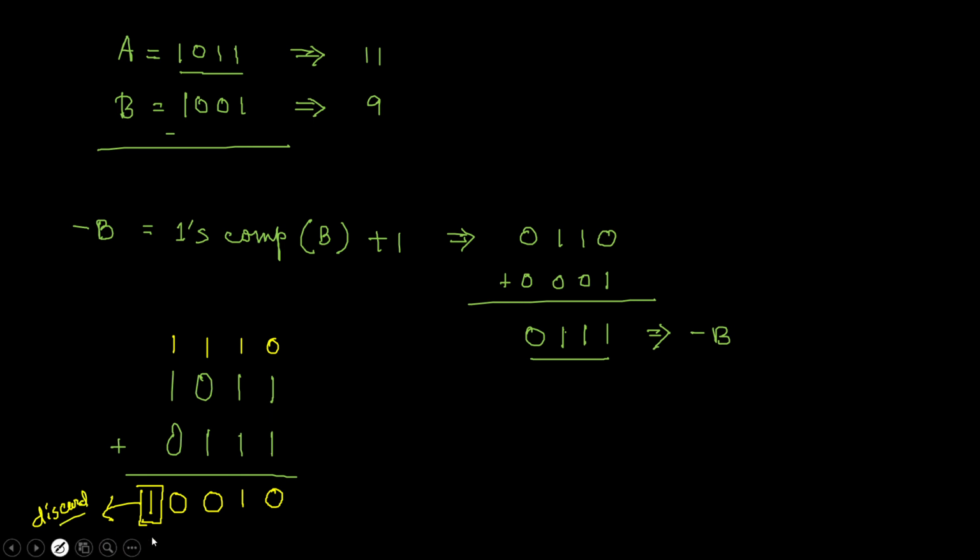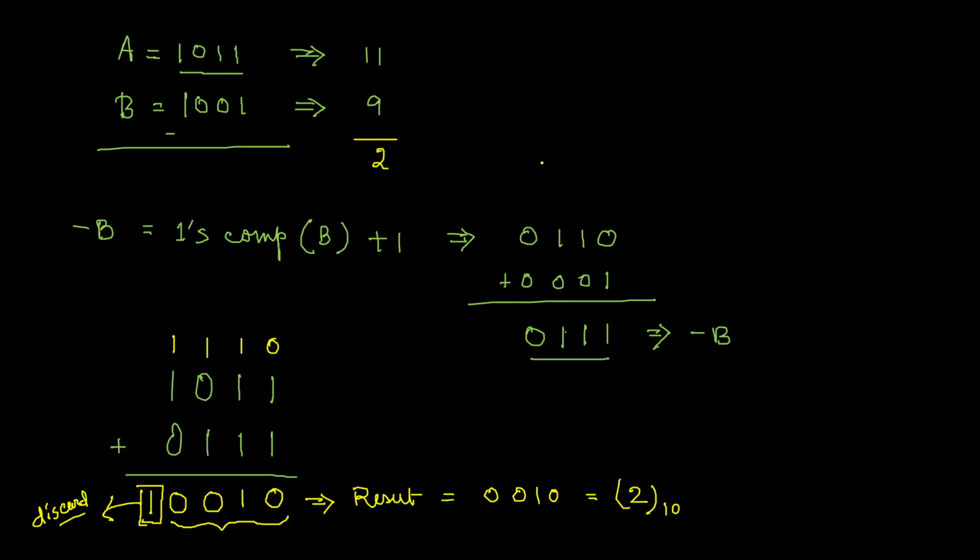Just discard it. Whatever data is left will be the result. So the result is 0010, and if you find it, it is basically 2 in decimal. So 11 minus 9 is actually, it should be 2. So I can easily say that it's okay, fine.